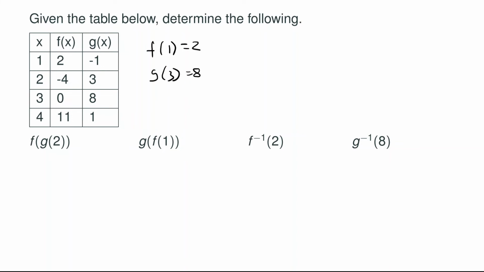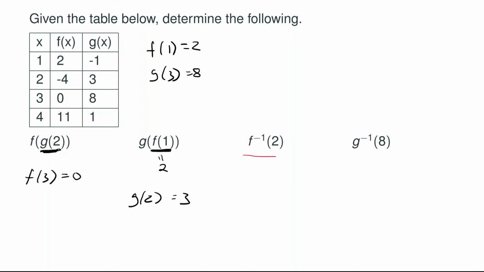Okay, so that's what we're doing. But here we're doing a composite function. So g of 2, when x is 2, the output is 3. So we have f of 3. Now what is f of 3? When x is 3, the f output is 0. So we go inside first. Again here, f of 1. f of 1 is 2. So we're finding g of 2. What is g of 2? It is 3 according to this table. When x is 2, the g output is 3.